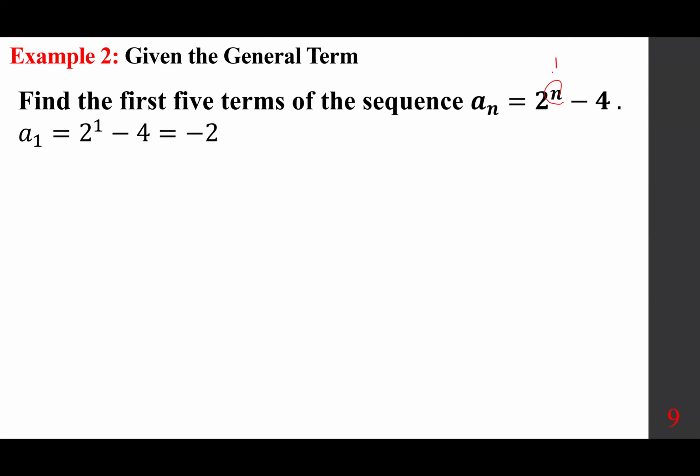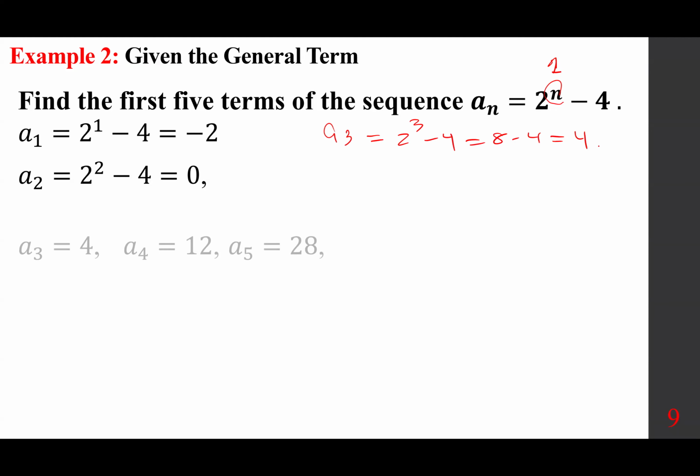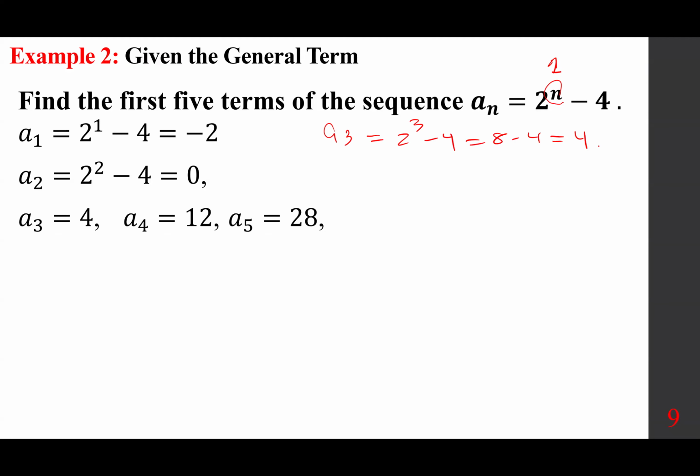Then we replace n with 2. 2 squared minus 4 is 0. So if I want a sub 3 as an example, I want 2 cubed minus 4. 8 minus 4 is equal to 4. I'm going to assume we can figure out the rest.